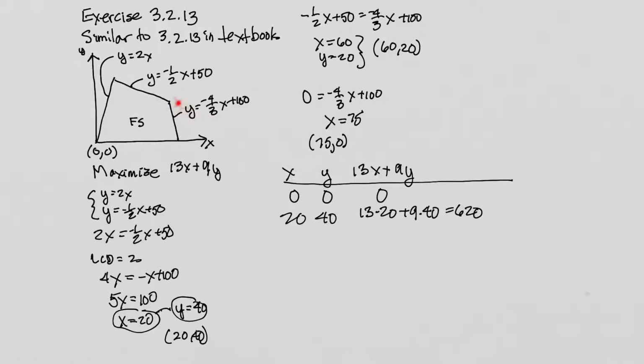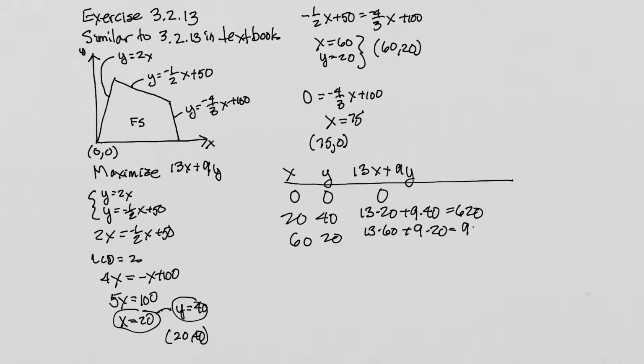Now, let's catch this point right here. This point of intersection was at 60 and 20. So we'll put in 60 here and 20 here. We'll get 13 times 60 plus 9 times 20. And this gives us 960. And then to finish it off, let's put in the coordinates of this point, which is 75 for x, 0 for y. So this will be 13 times 75 plus 9 times 0. And that is equal to 975.